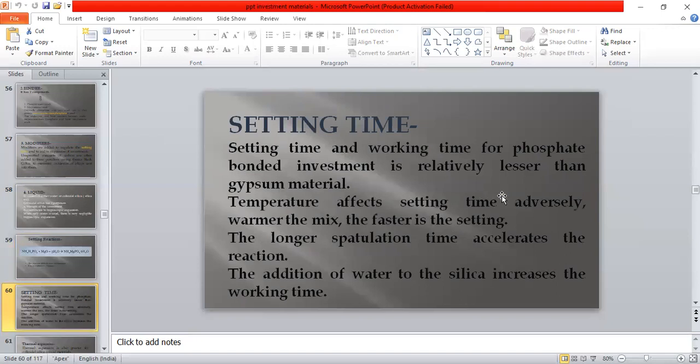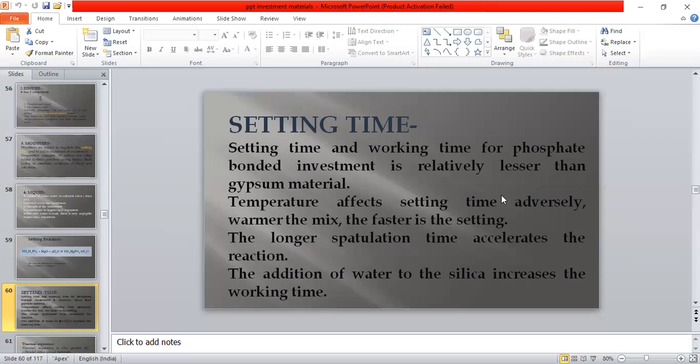Next comes their setting time. So as we already discussed, the setting time of the gypsum bonded investment material ranges between 5 to 25 minutes. Then the working time of the phosphate bonded investment material is relatively lower, lesser than gypsum bonded. So here the temperature affects the setting time adversely. The warmer the mix, the faster will be its setting time.